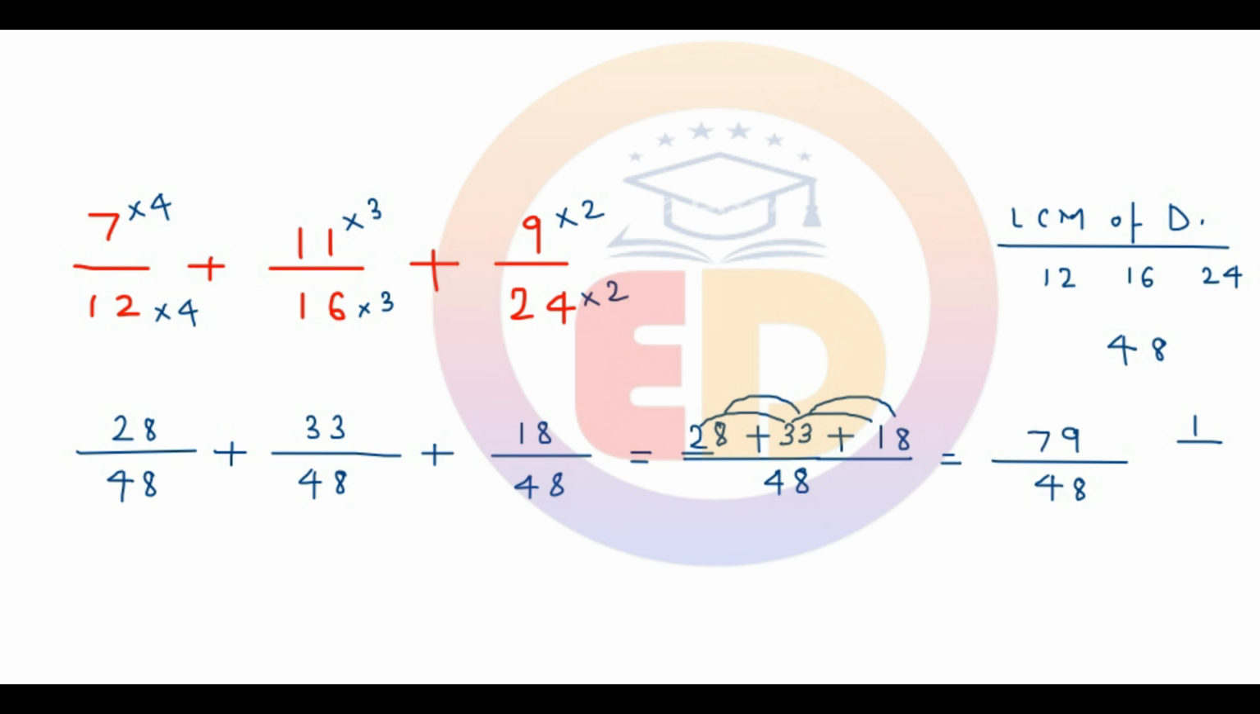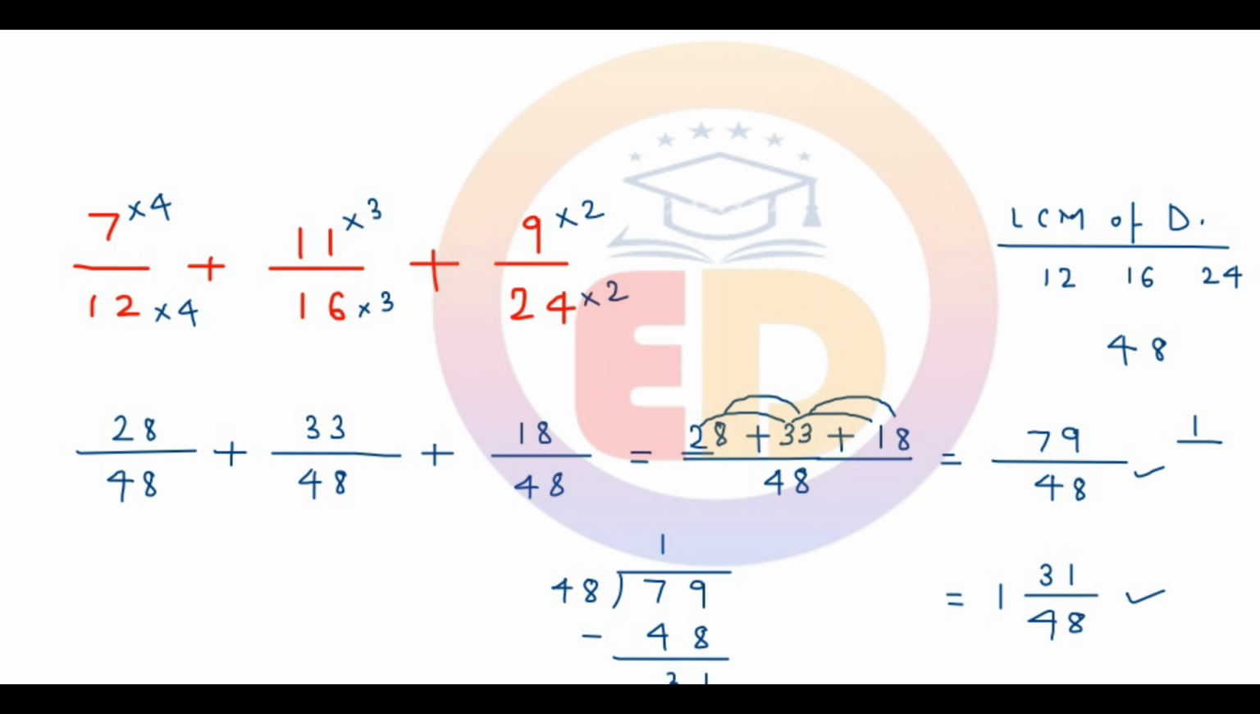My answer is 79 upon 48, which can be converted. This is an improper fraction, so it can be converted to a mixed fraction. Divide 79 by 48. I will say 48 ones are 48. On subtracting, I get, this is 9 minus 8, 1, 7 minus 4, 3. This will be 1 whole 31 upon 48 in the mixed fraction. As an improper fraction, my answer is 79 by 48. As a mixed fraction, my answer is 1 whole 31 upon 48.